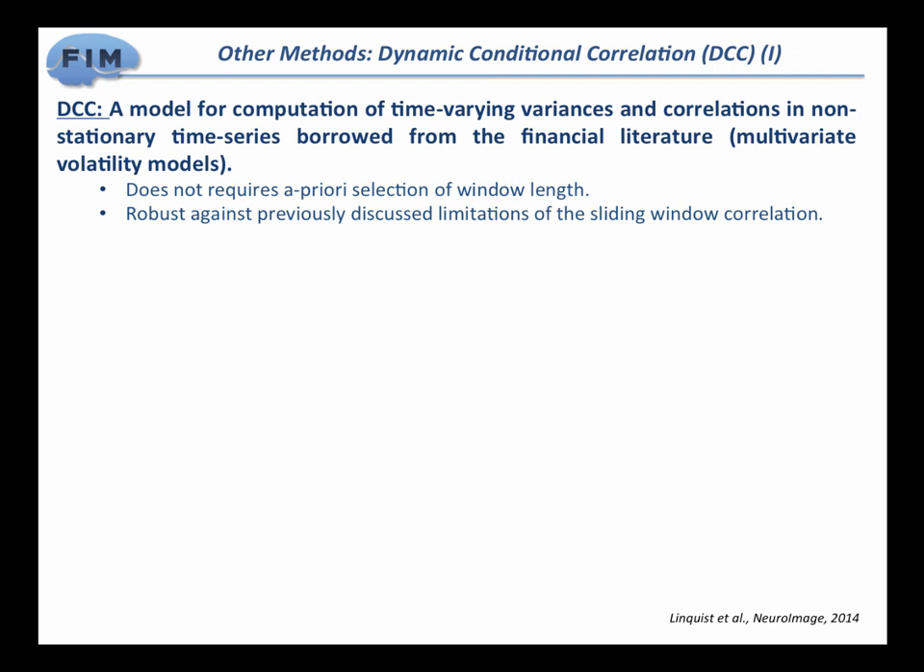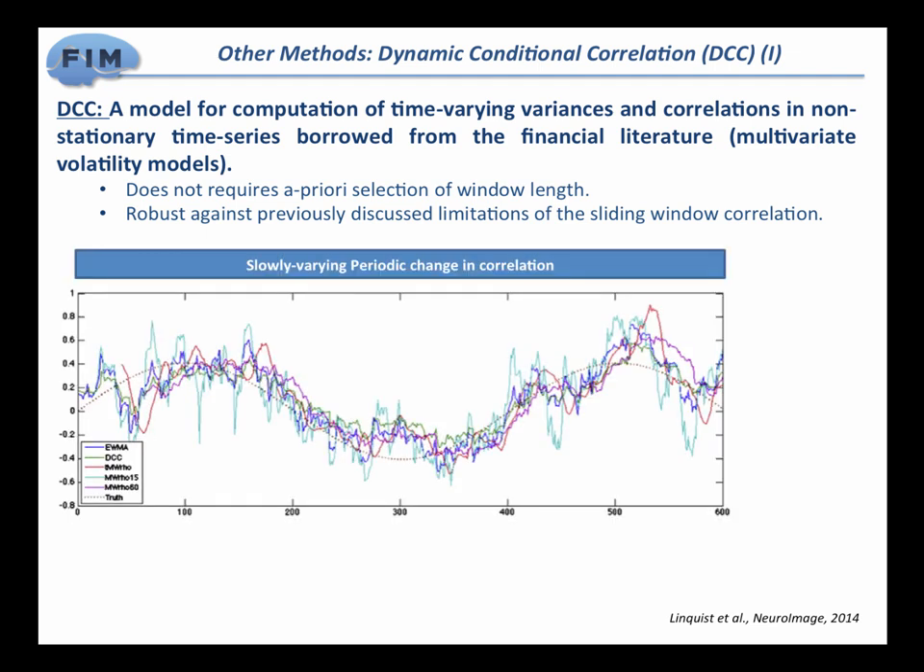Initially it has two good things. First of all, it does not require an a priori selection of window length. So this whole idea of what's the optimal window length, what's the window step, the model takes care of it. And also, it seems to be quite robust against some of the limitations that I just described. And here are two examples. Here is the actual trace of dynamic evolution of connectivity that they were expecting in this simulation.